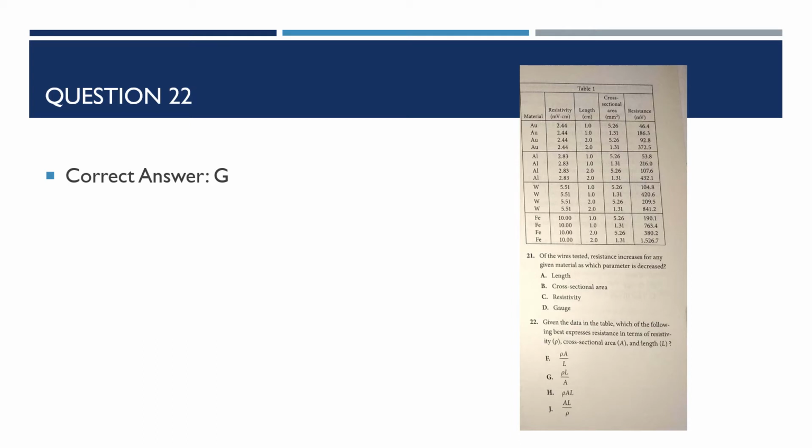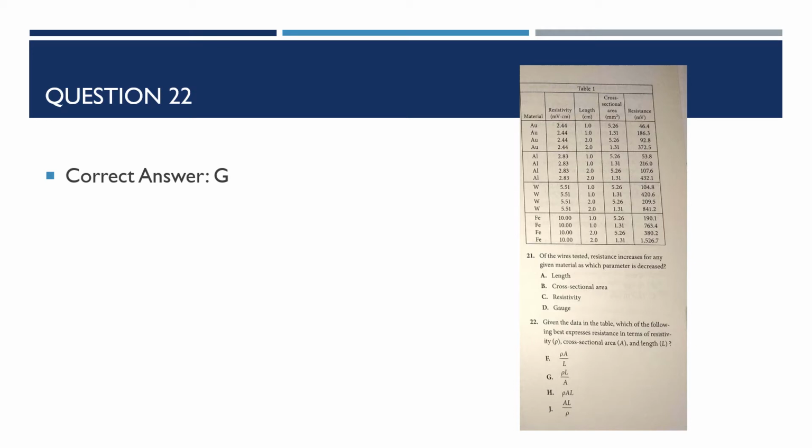So now let's work on question 22. This is probably the hardest question of the practice questions. So if you missed this one or your students struggle with this one, not at all surprising. So 22 says, given the data in the table, which of the following best expresses resistance in terms of resistivity, cross-sectional area, and length. So this one's high difficulty because you're not just reading info off of the chart.